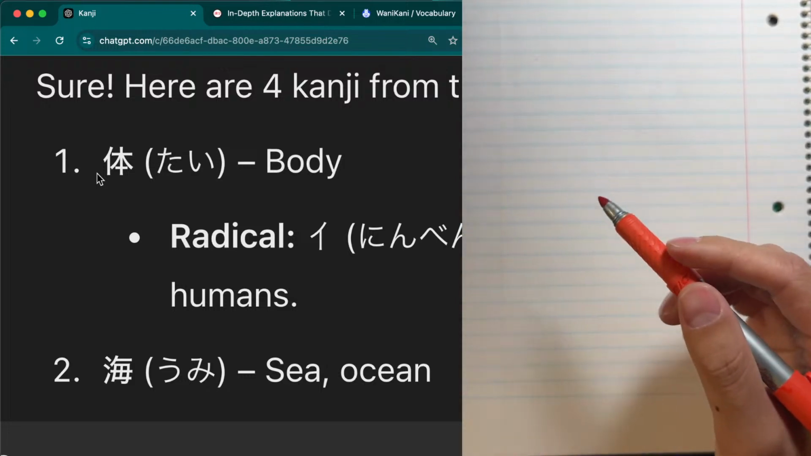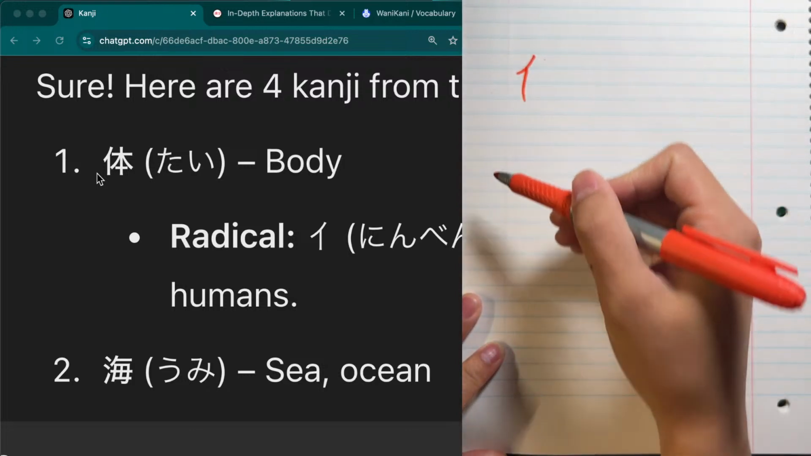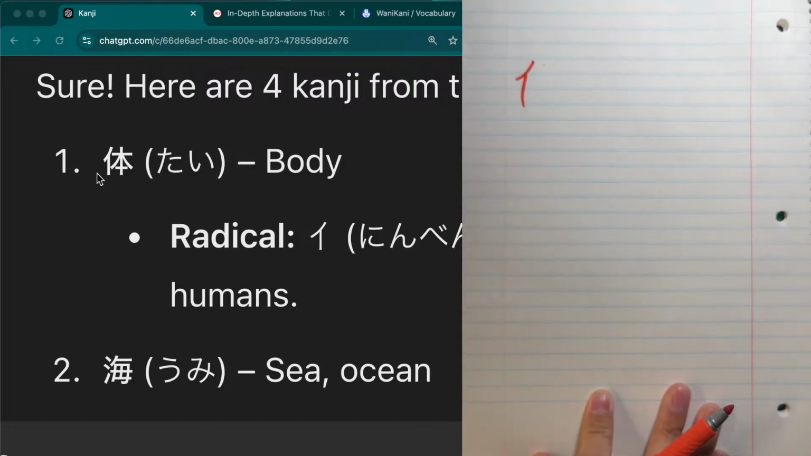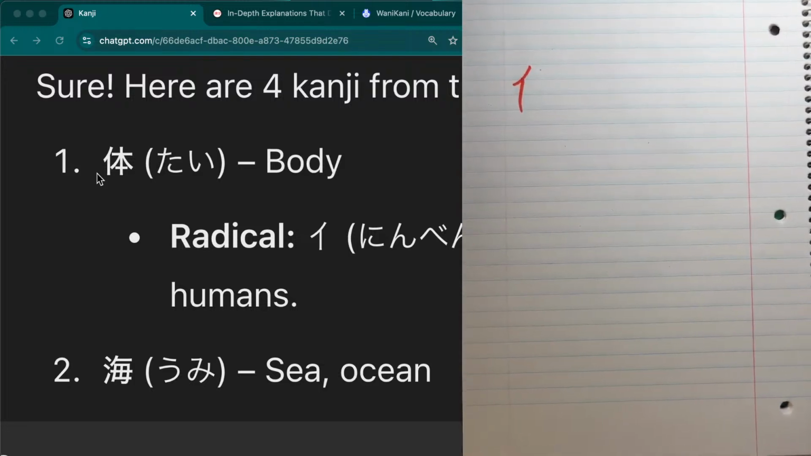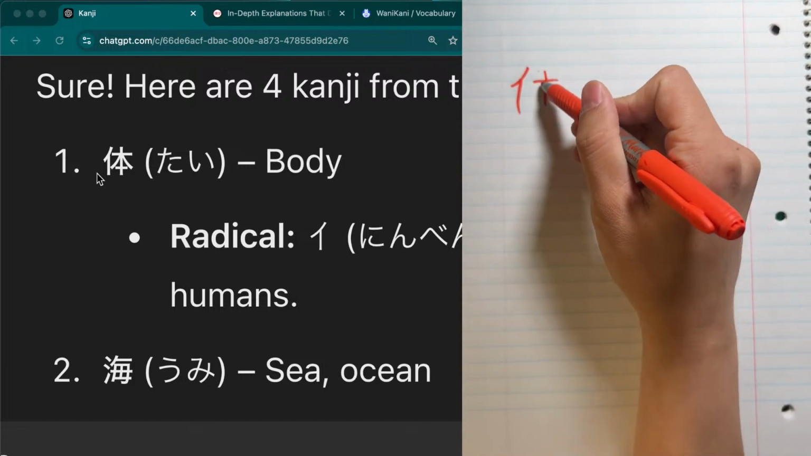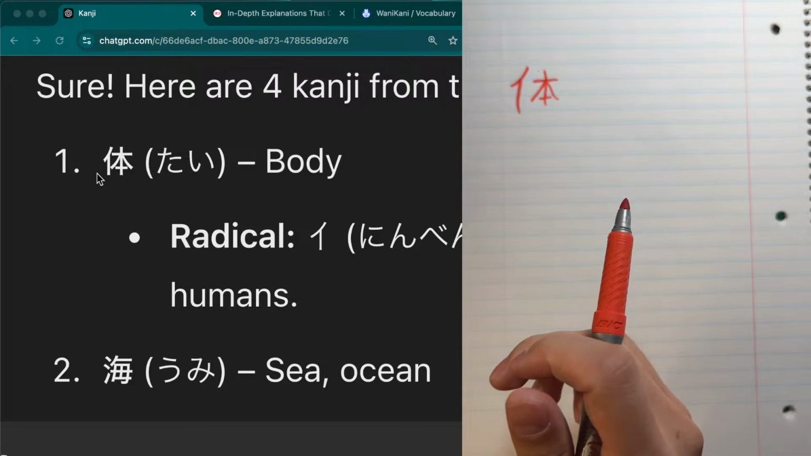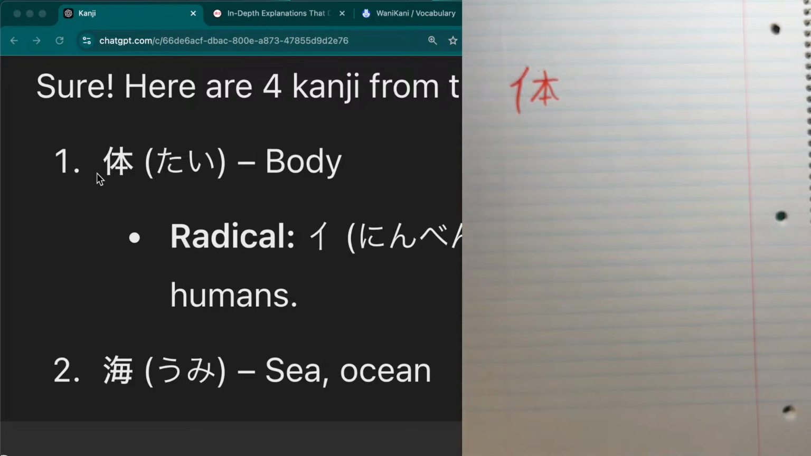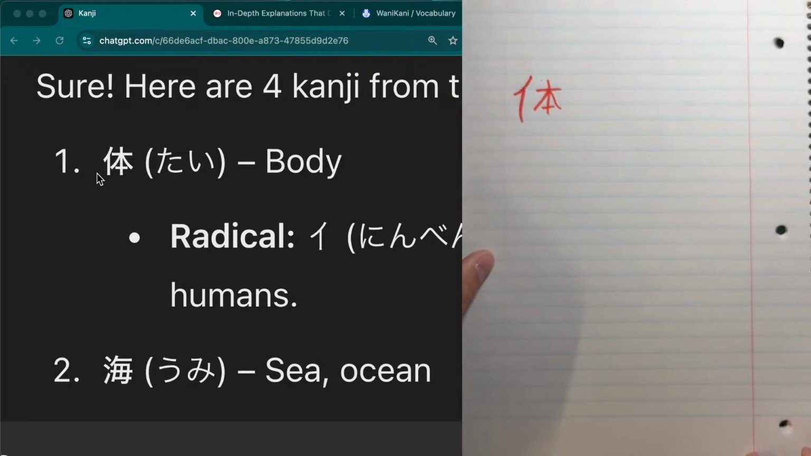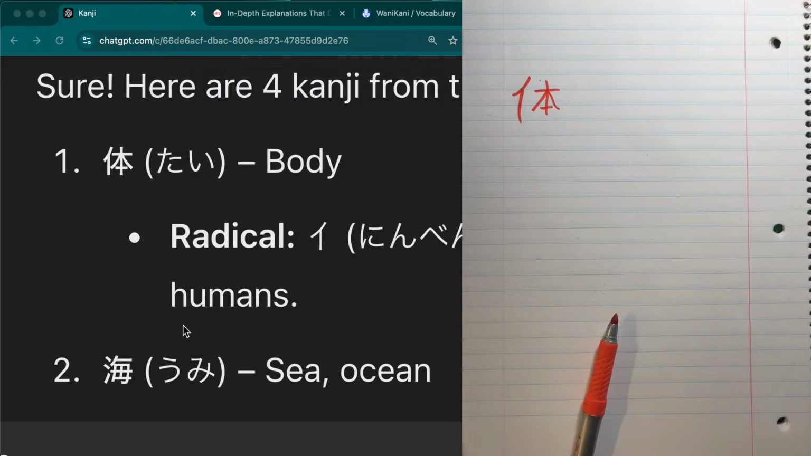Okay, let's write it down just a little bit. So this should be pretty easy to remember since it's two radicals that are very common, or maybe not common, but at least easy to remember. Is it just me or is it a little blurry? Okay, it should be okay. And then hon. And that makes karada. Person and book somehow makes body. I don't really understand that, but that's fine. Let's move on. I think I can pretty much remember it based on that alone.